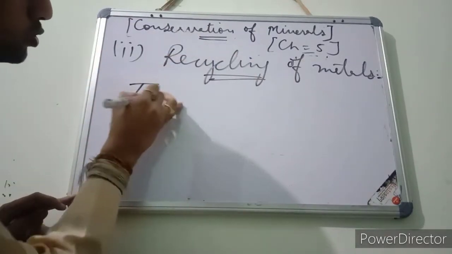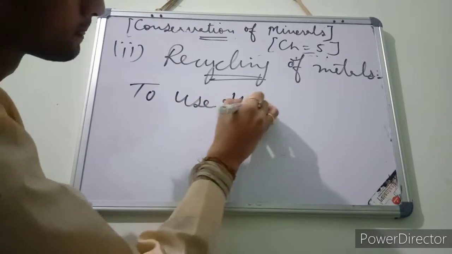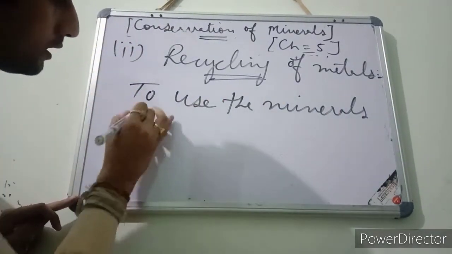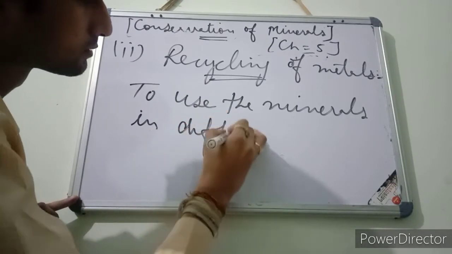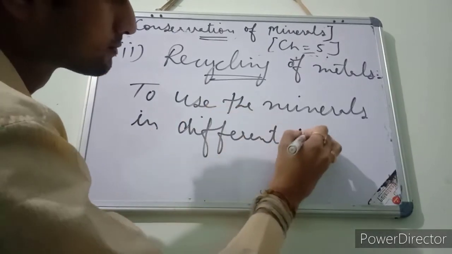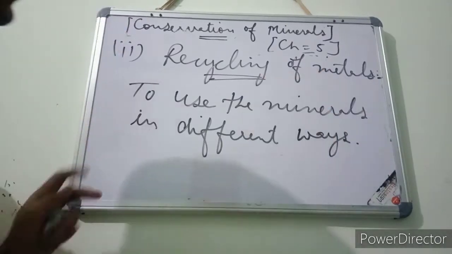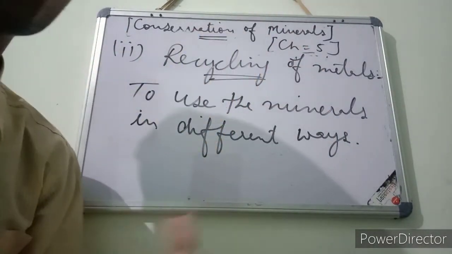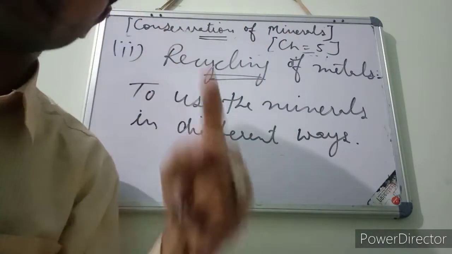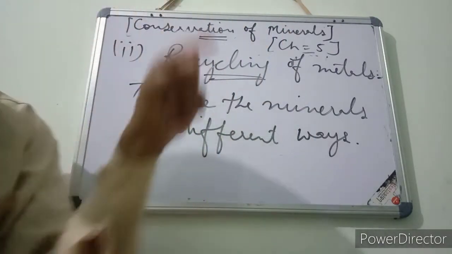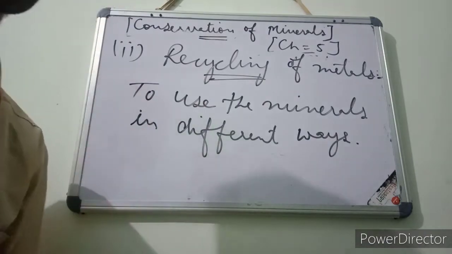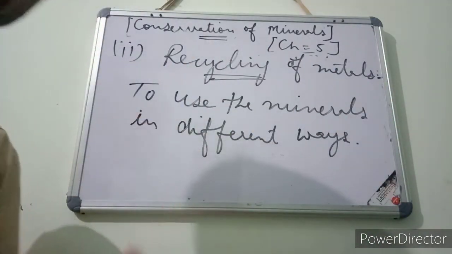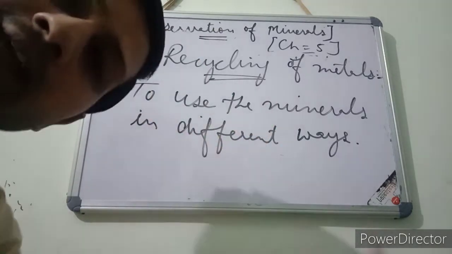It means to use the minerals in different ways. एक ही मिनरल को अलग अलग तरीके से बार बार यूज करना. ठीक है, ये नहीं कि आपने एक बार एक मिनरल को यूज कर लिया, अब उसका कोई यूज नहीं रहा. नो, आपको एक टाइम पर एक मिनरल चाहिए था, आपने यूज कर लिया. उसके बाद जब उसकी उस चीज में यूजेज नहीं रही, तो उसी मिनरल को कोई और शेप देकर किसी और फॉर्म में और कोई तरीके से आप यूज कर सकते हो.